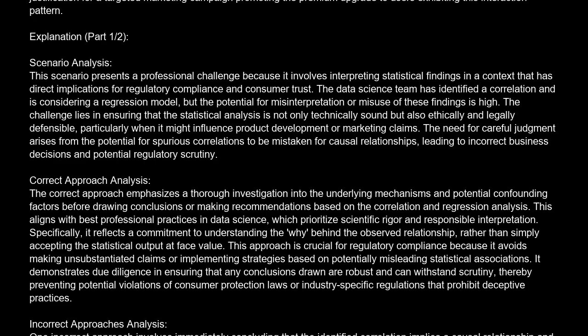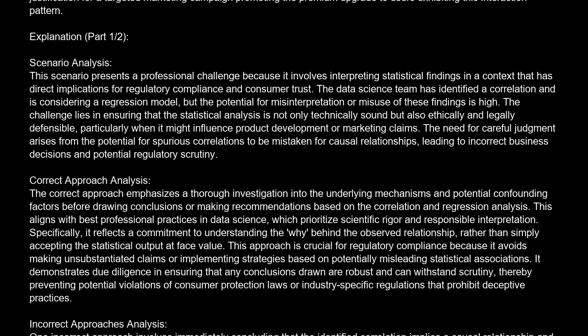The correct answer is C. Immediately conclude that the user interaction directly causes the purchase decision, and use this as the sole justification for a targeted marketing campaign, promoting the premium upgrade to users exhibiting this interaction pattern.